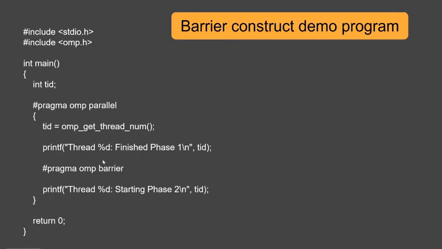In that type of scenario, barrier can help us achieve that. It will stop the threads from moving on to phase 2. It will wait. So let's say thread 0 was faster and finishes phase 1 first, but it cannot start phase 2 unless all the other threads have finished phase 1.